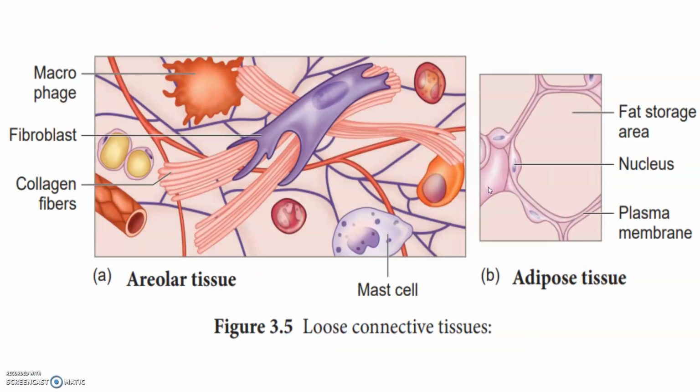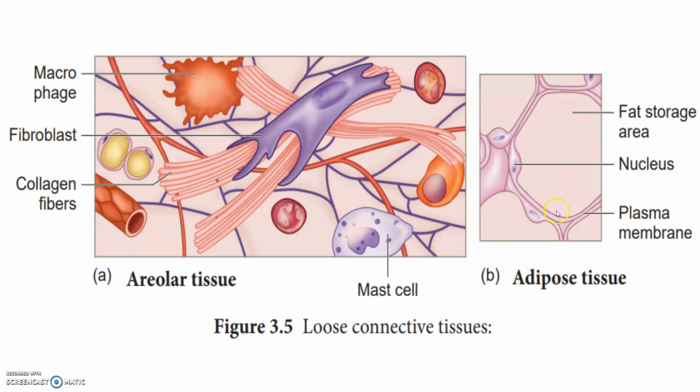Loose connective tissue. These have cells and fibers which are loosely arranged in a semi-fluid ground substance. For example, areolar connective tissue, which is present below the skin. It serves as a framework for epithelium. It contains fibroblast cells. You can see here fibroblast cells, and these cells produce and secrete fibers. Macrophages and mast cells are also present in the areolar connective tissue.